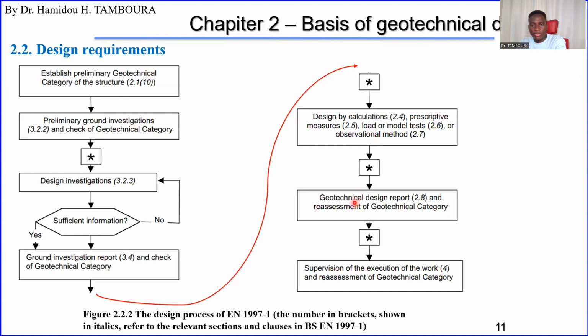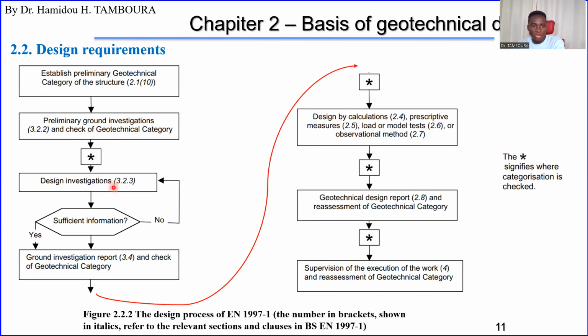And after that, the following step is the geotechnical design report and reassessment of geotechnical category. And after that, the last step, supervision of execution of the work and reassessment of geotechnical category. So these stars signify where the category is checked. So after this step, you can check which category your project, your structure, is.